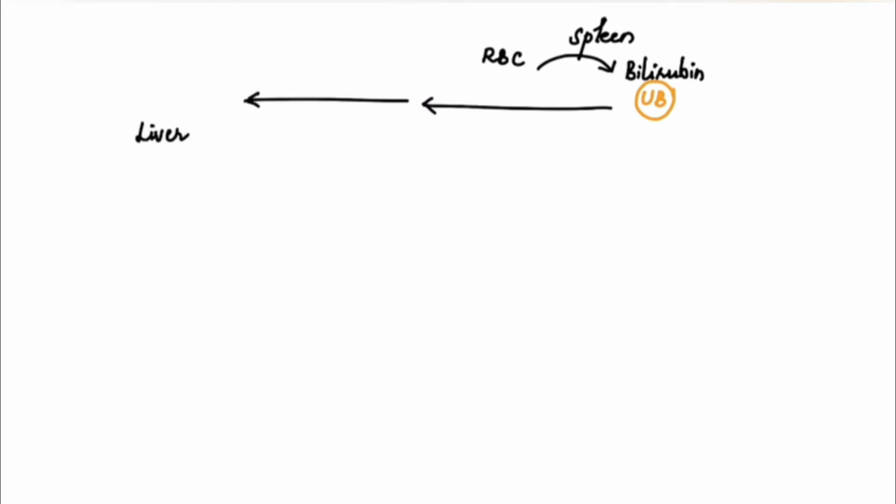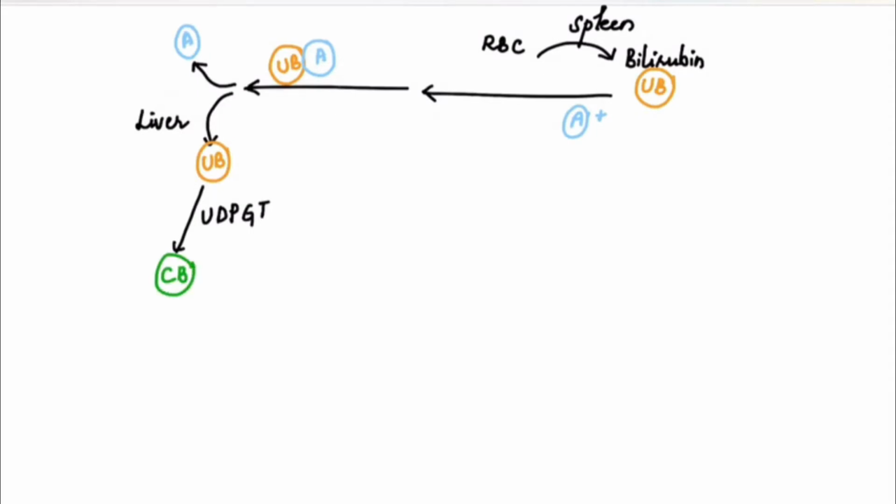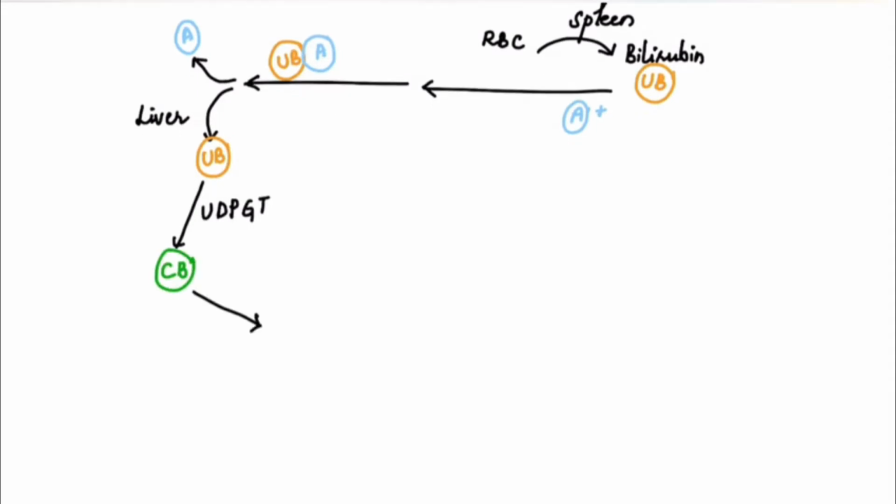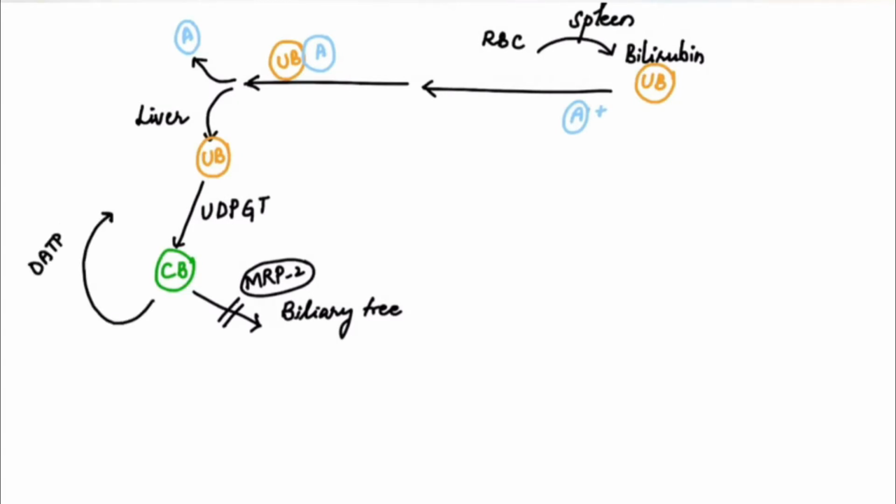So we'll see a line diagram now. In the spleen, RBCs are converted into unconjugated bilirubin. This unconjugated bilirubin reaches the liver after binding to albumin. In the liver, the unconjugated bilirubin is taken up and converted to conjugated bilirubin by UDP glucuronosyl transferase. This conjugated bilirubin is then excreted into the biliary tree with the help of MRP2, which is multidrug resistance protein 2, and a little amount is again reuptaken by organic anion transporter 1B1 and 1B3.